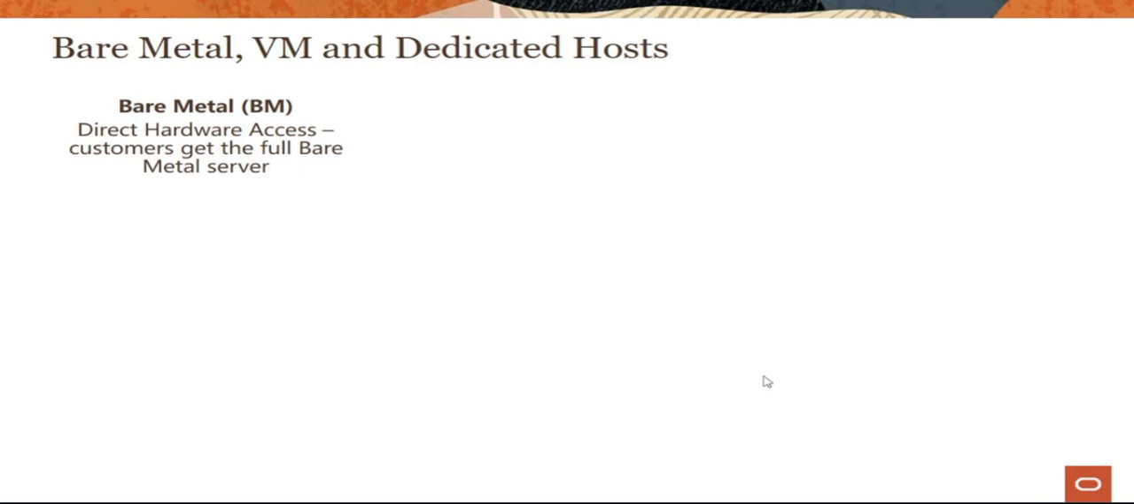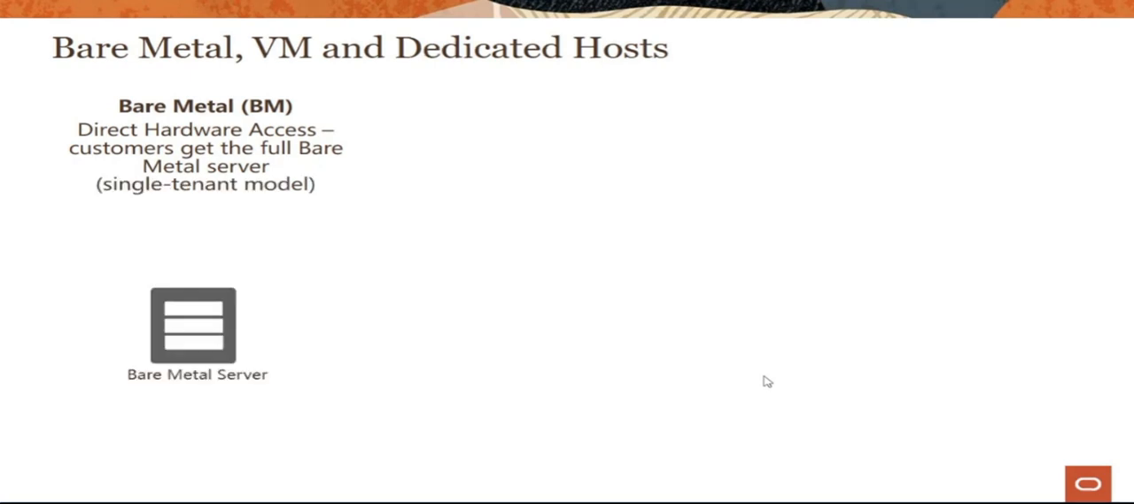What it means is, as the name implies, you get direct hardware access. So customers get the full bare metal machine. You get this server. Some people also like to refer to this as the single tenant model. As shown here on the screen, by bare metal machines, what we mean is you get access to the full server. Right here, you have access to the whole machine. It's a single tenant model.